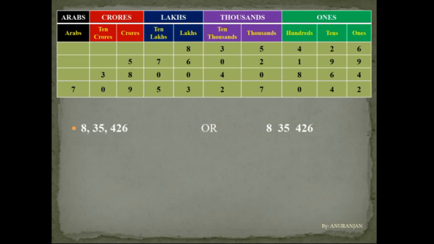We'll see that 8, the lakhs, after the lakhs there is a comma, and then 3 and 5 is in the thousands place. So after the thousands place we have a comma, and then 426. And then you may represent it either by leaving spaces between them. After the 8 lakh you can leave a space, then you can write 35, then you can leave a space, and you can write 426. So these two ways can be used to write the numbers in figures.